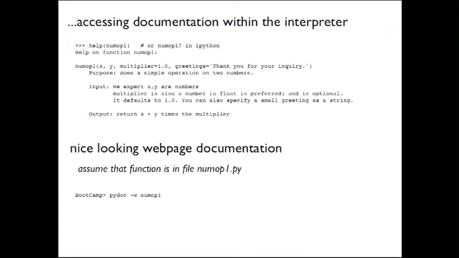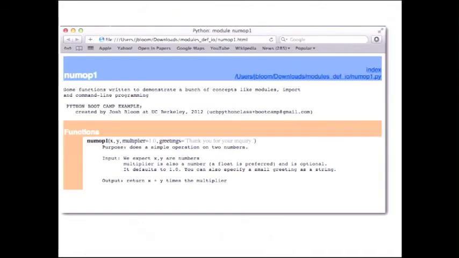So when you run that, you're running something called PyDoc, which is using Python, the interpreter, and it's creating an output HTML file. And it said, I wrote numop1.html. So let's take a look at what that looks like. And it's actually very pretty.